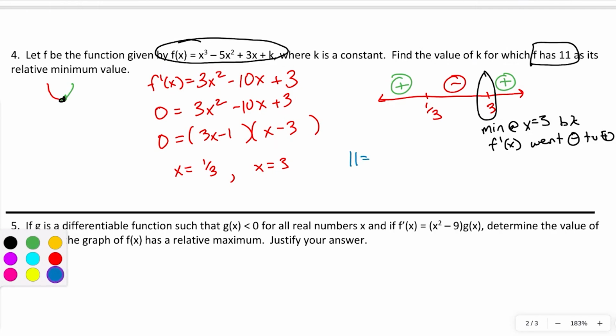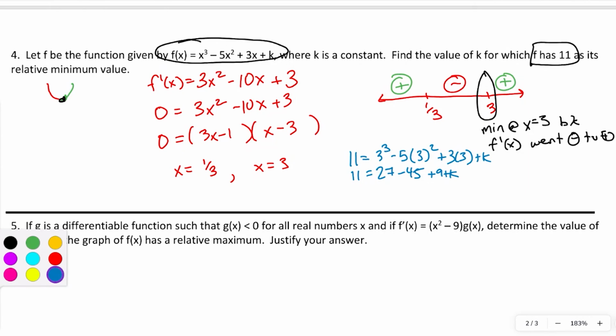11 equals 3 cubed minus 5 times 3 squared plus 3 times 3 plus k. So 3 cubed, that's 3 times 3 is 9, times 3 is 27, minus 5 times 9 is 45, plus 9 plus k.